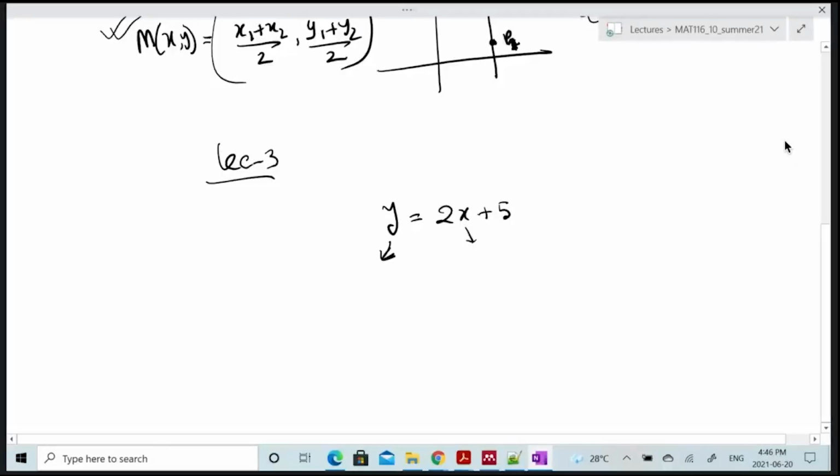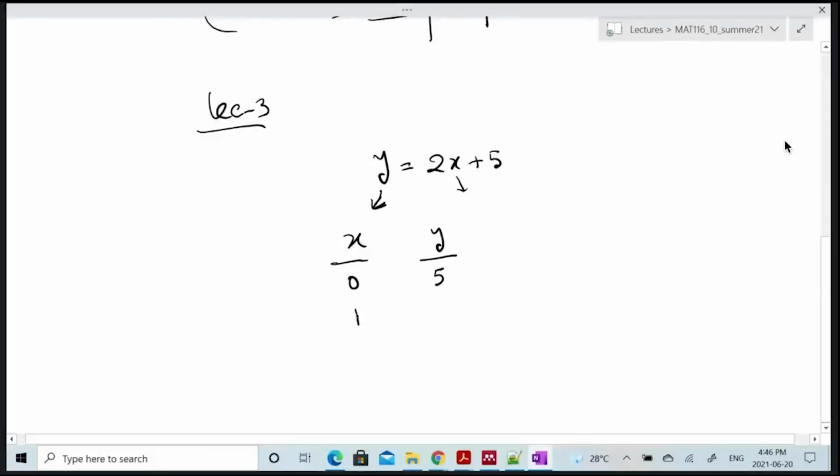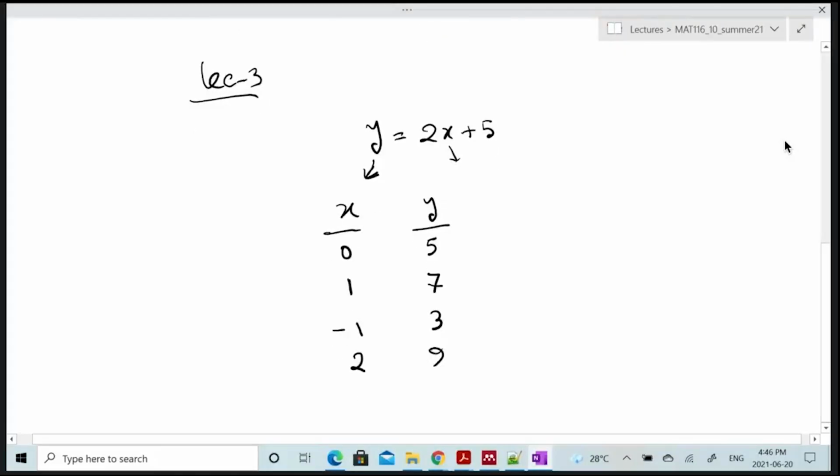The easiest way, which you already know from before, is that if you pick some values of x, you get values of y. For example, if you put x equal to 0, can you tell me what y should be? 5, ma'am. What if x equal to 1? 7. Minus 1? 3. Positive 2? 9. Negative 2? 1.